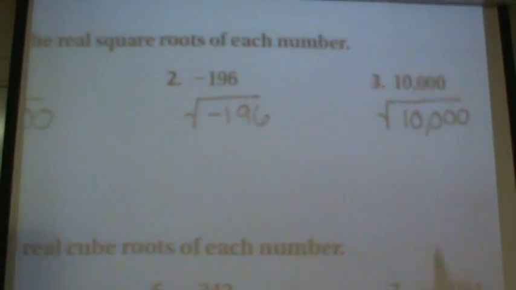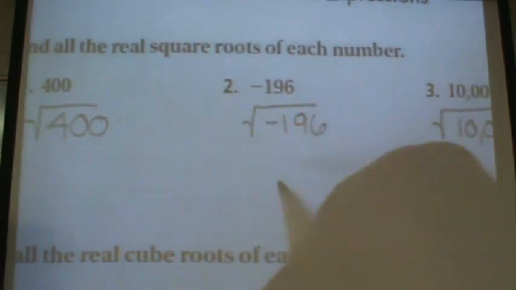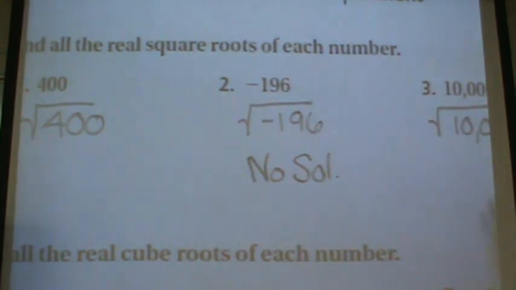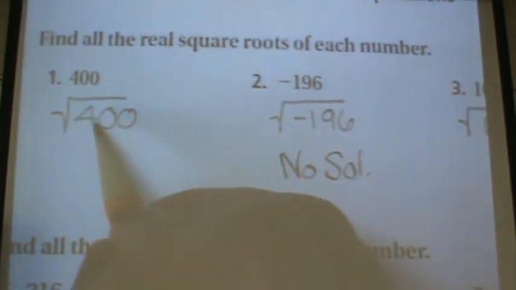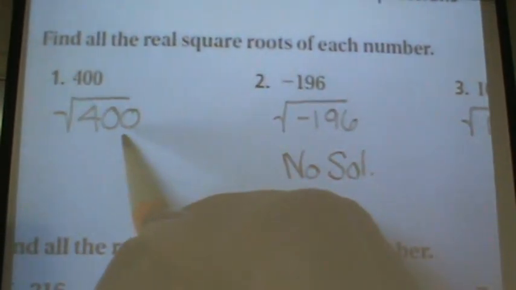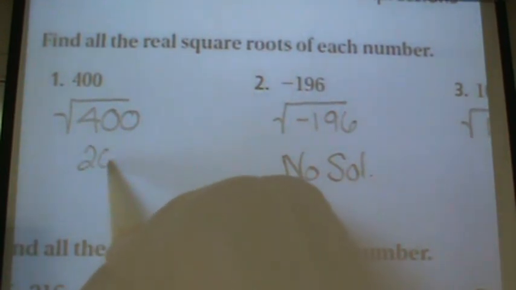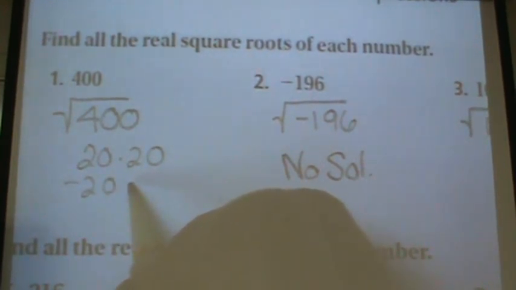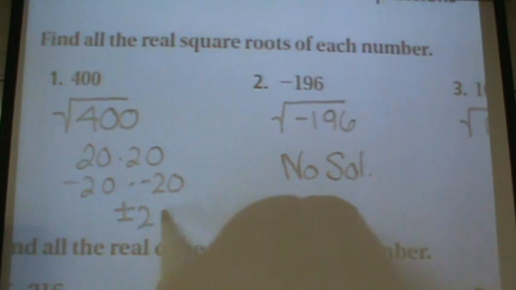Now, you can't take the square root of a negative number. So this one, the answer is no solution. But these 3 you can because they're positive. You're looking for 2 of the same numbers that multiply to give you 400, because it's square root. So that would be 20 times 20 or negative 20 times negative 20. So the 2 answers are plus or minus 20.